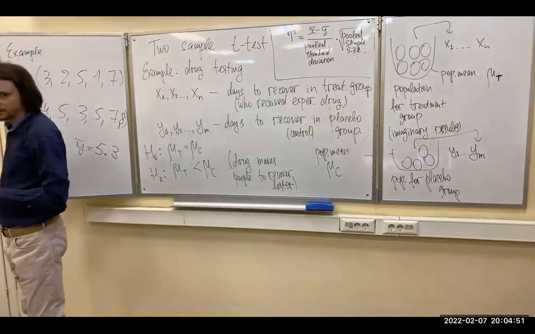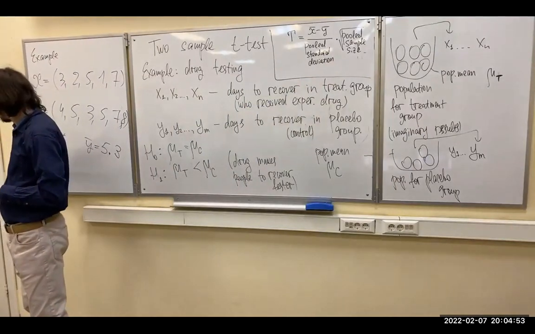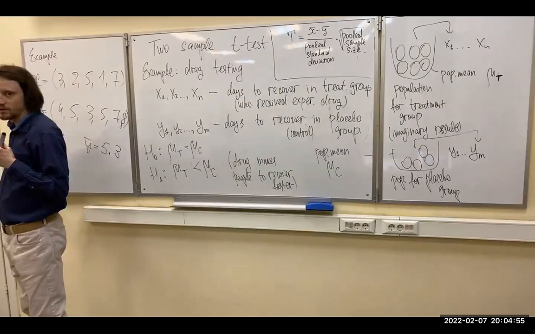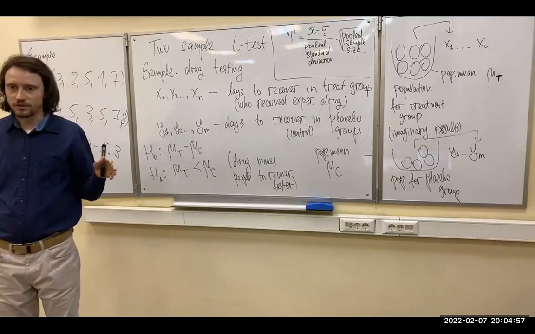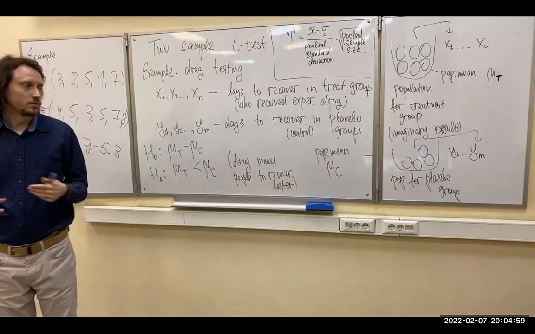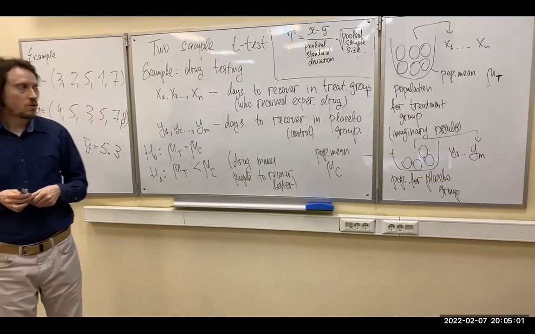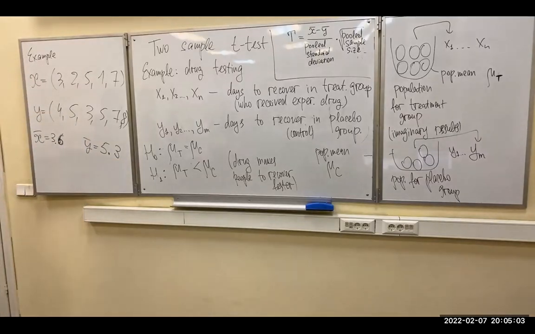And all the effects that we discussed previously, they also take place here. The larger sample we have, the easier for us to reject null hypotheses. Or for example, the larger difference we have between these two samples, between these two sample means, the easier for us to reject null hypothesis and so on.